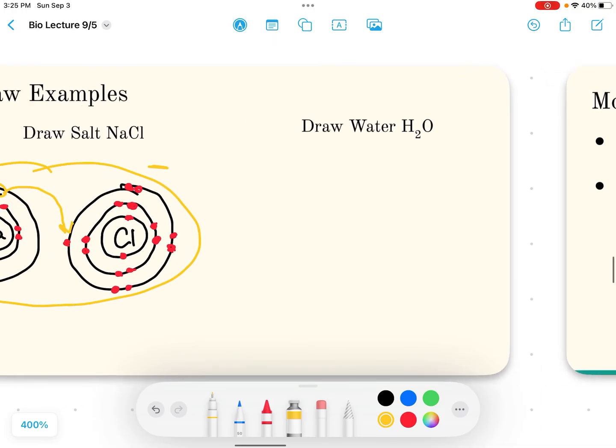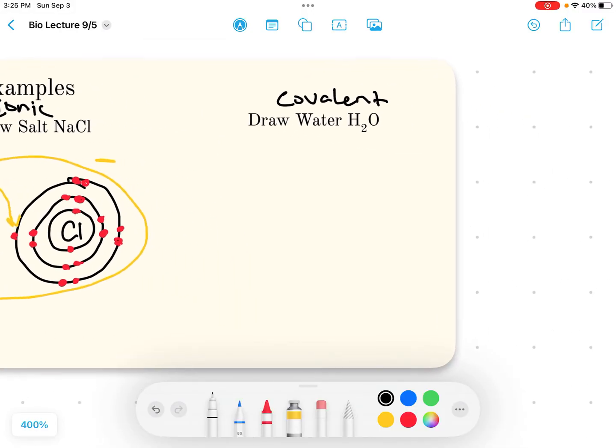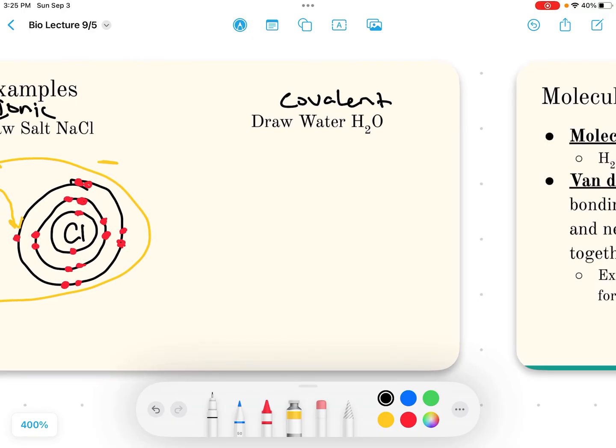Now, for water, which is covalent, so let's label these. For covalent, these electrons are going to be shared. So I'm going to start with oxygen first because it has the most number of electrons compared to hydrogen. So we have oxygen in the middle. Oxygen is number 8 on the periodic table, so it has 8 electrons. So I'm going to draw the 8 electrons.